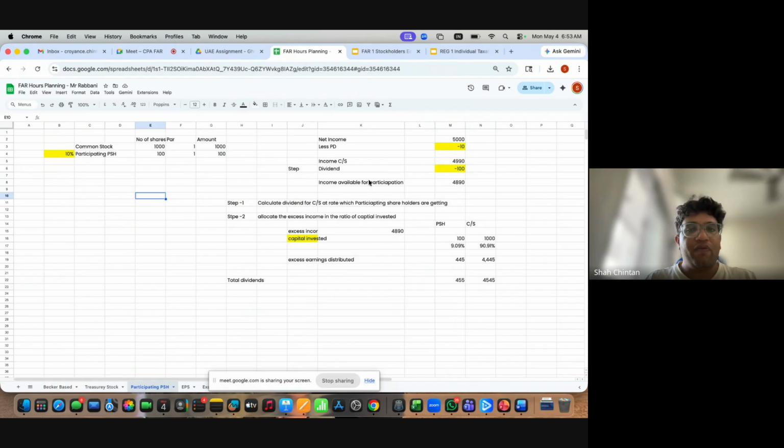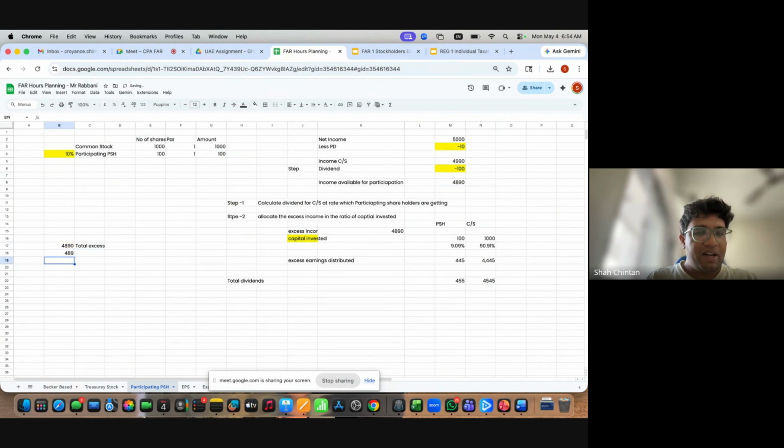लेकिन आप क्या करोगे? For example, they say preference shareholders are eligible for 10% of the excess earnings of the company. So what you will do, you will say 4890 is the total excess. इसमें से 489 जो रहेगा इस पे पार्टिसिपेशन रहेगा, एंड रिमेनिंग जो रहेगा वो सारा कॉमन शेयर होल्डर्स का रहेगा.